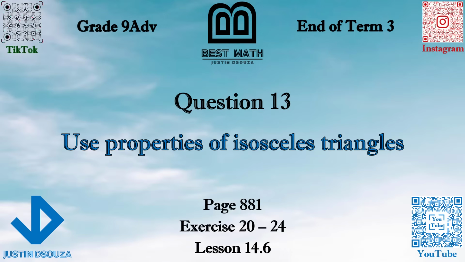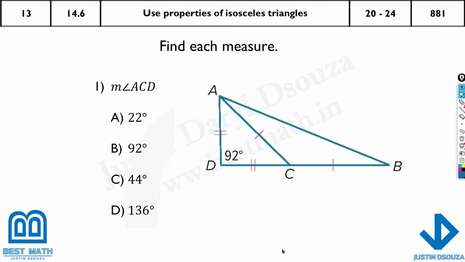In this question, we will find angles using the properties of isosceles triangles. Here we have been told to find the measure of each angle. That's ACD. Let's see, where's ACD, it is over here. Let's only focus on the smaller triangle. We have been told this ADC is 92, almost right angle.